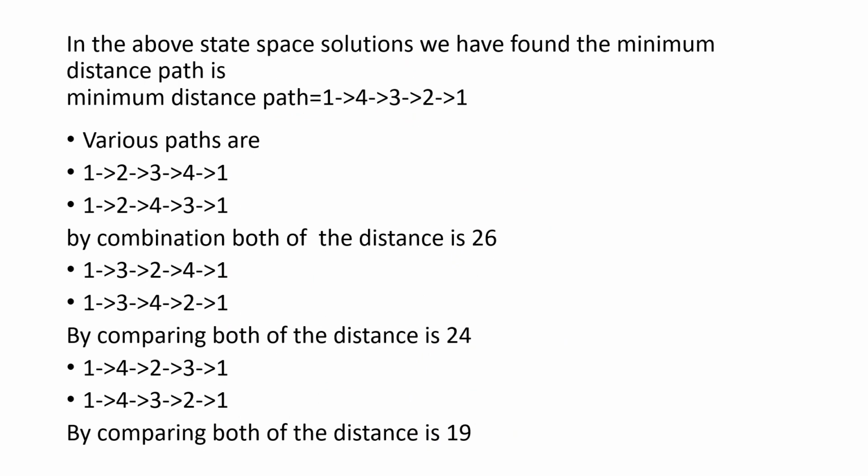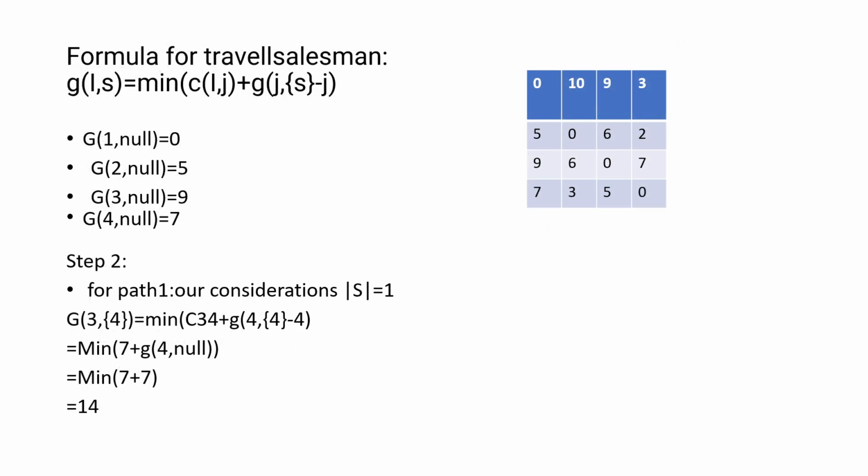And then we have to combine with the formula and test whether the given minimized route is correct or not. g of i comma S is equal to the minimum of c of ij plus g of j comma S minus j, where g of 1 comma phi value is 0, g of 2 comma phi value is 5, g of 3 comma phi value is 9, and g of 4 comma phi value is 7.